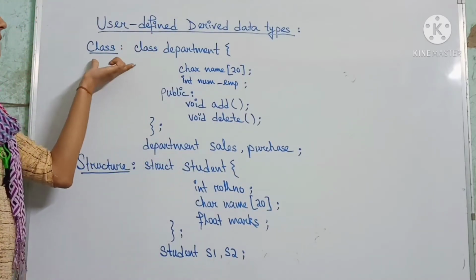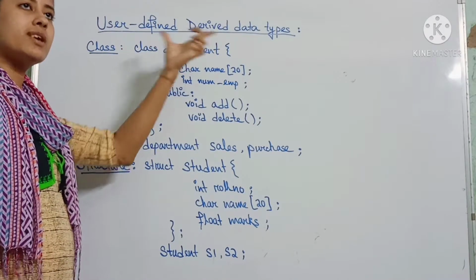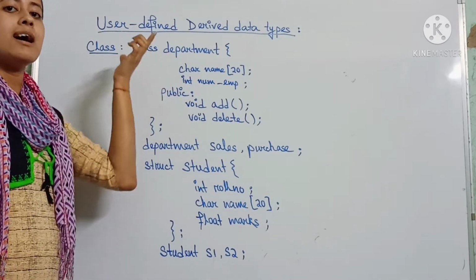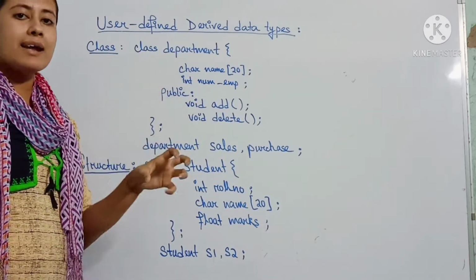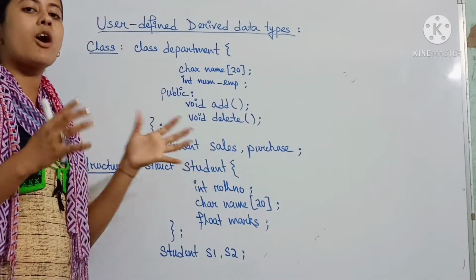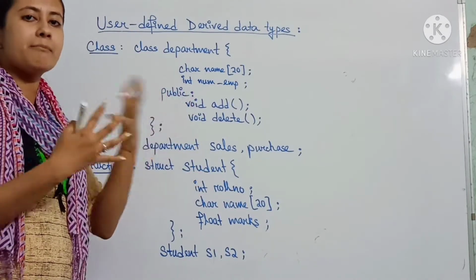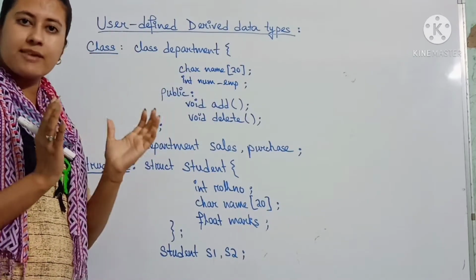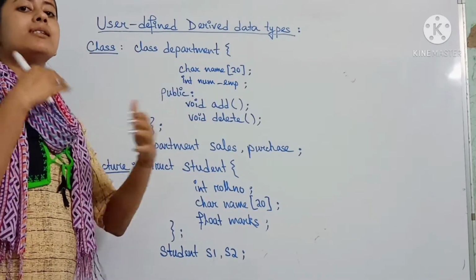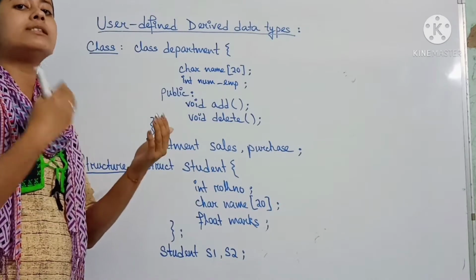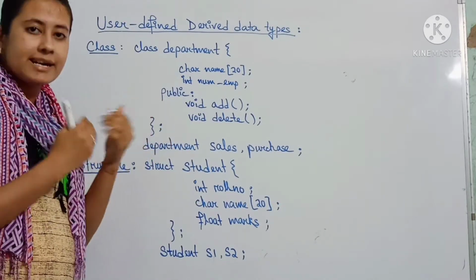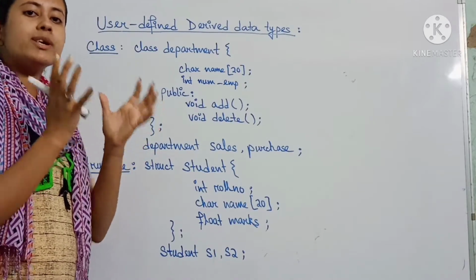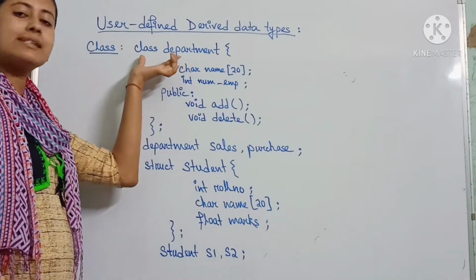So what does this class suggest? We have already discussed this in class 11, what is class? Class means it encapsulates or binds the data members and member functions all together in a single unit. So this was the definition of class: the wrapping up of data members and member functions all together in a single unit is known as class.